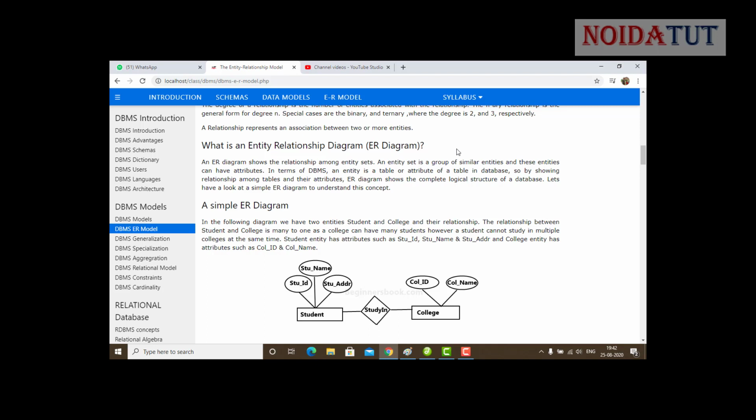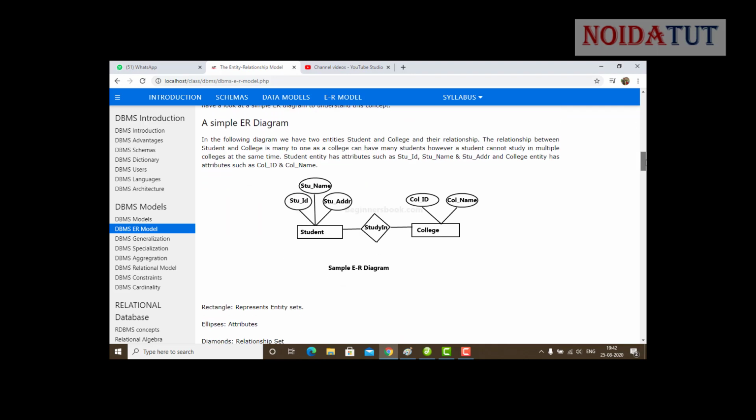Let's have a look at a simple ER diagram to understand the concept. Now proceeding with this, you can see there is a college. You can see an entity college is there. Another entity is student. The student is in relationship with the college by study in. Now student has the attributes student address, student name, student ID. Then college has the attributes college ID, college name.